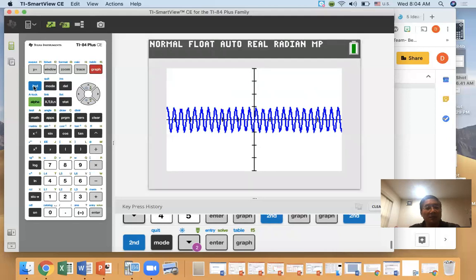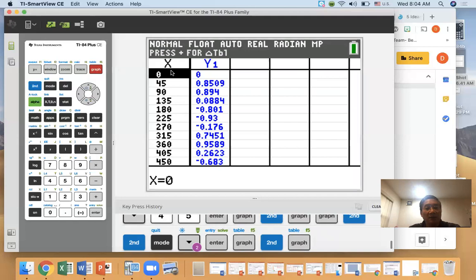So let's go to the table and see how it looks. 0, 45, but it went by 45 degrees, right? But even though you changed the mode, 45 and 90, oh, 90 is not 1. What happened? Ah, this is the radian mode.